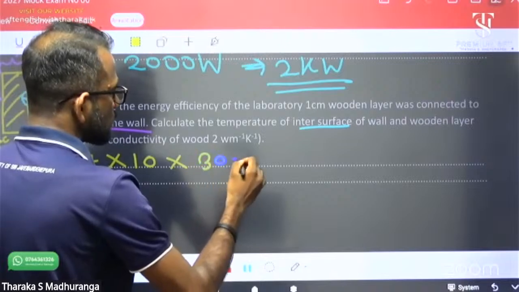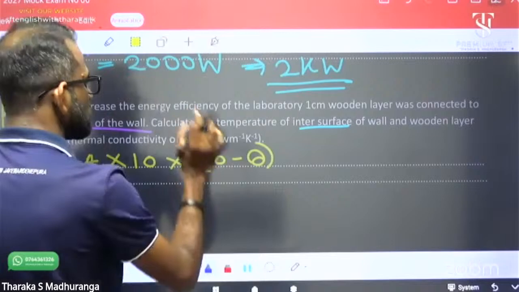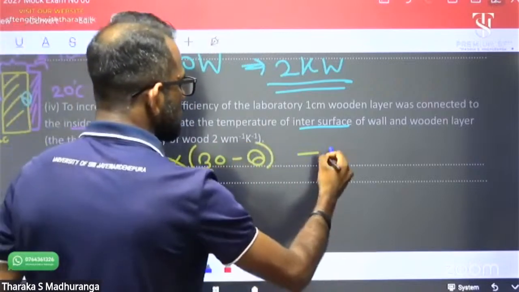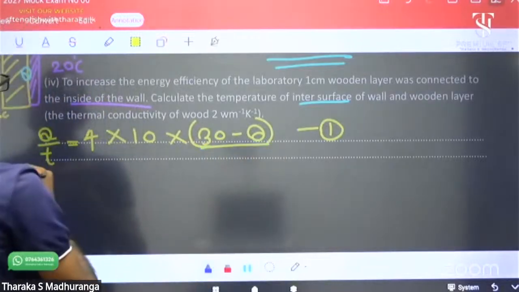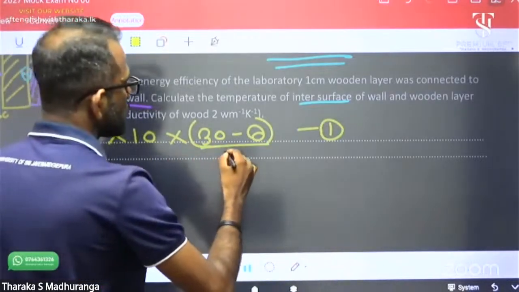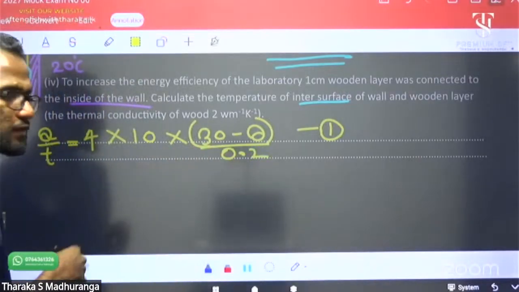30 minus theta. 30 is the greater value. Okay, this is my first equation. Divide by length, which means 0.2 meters.